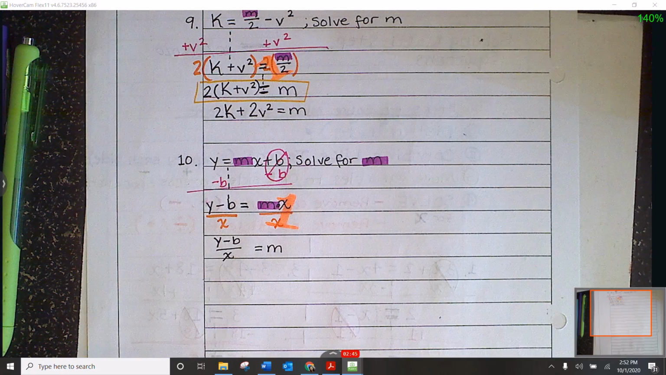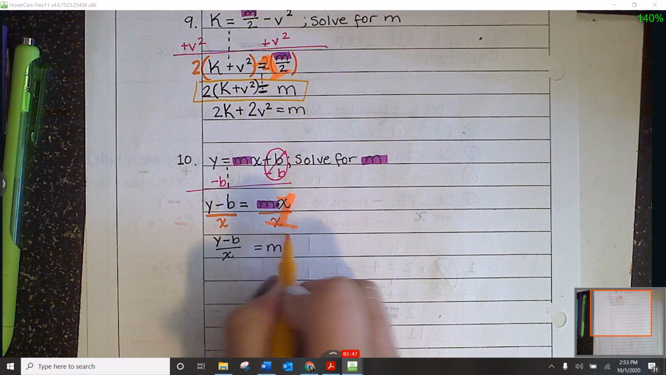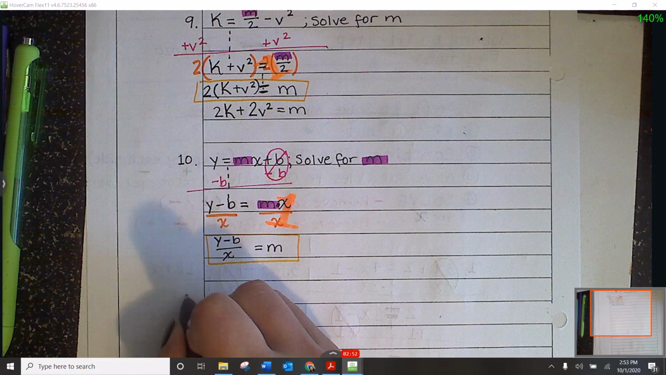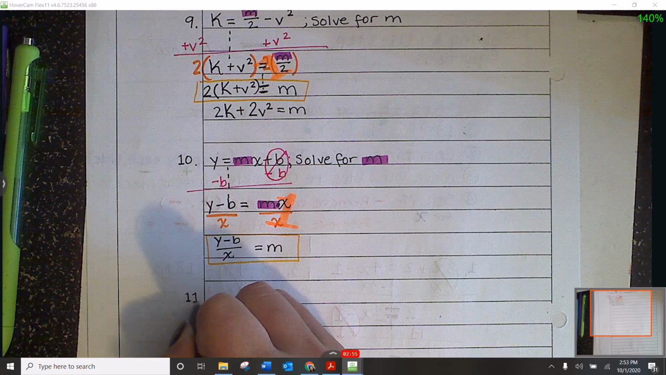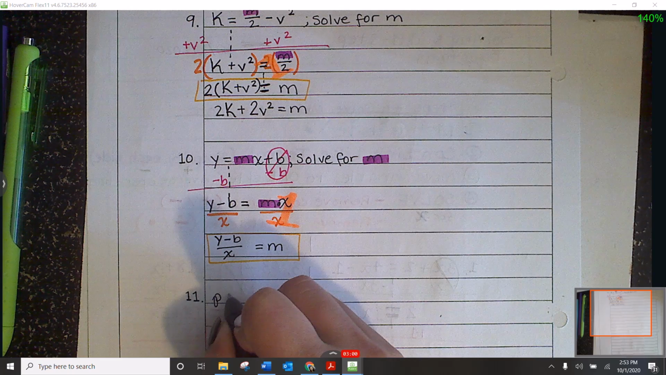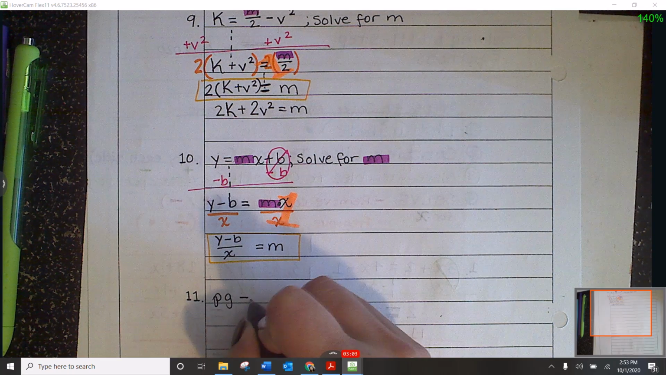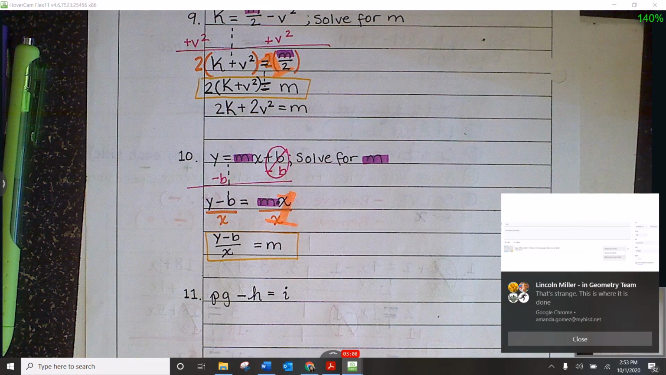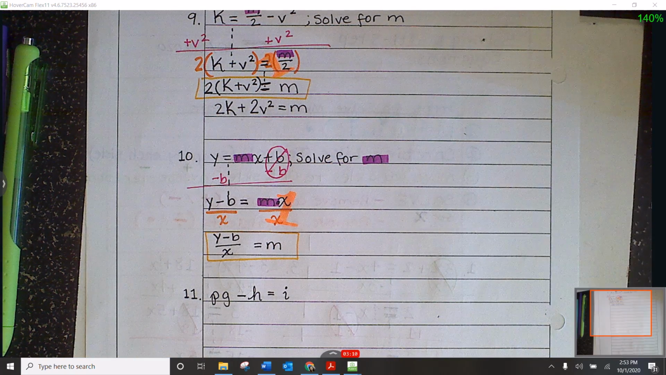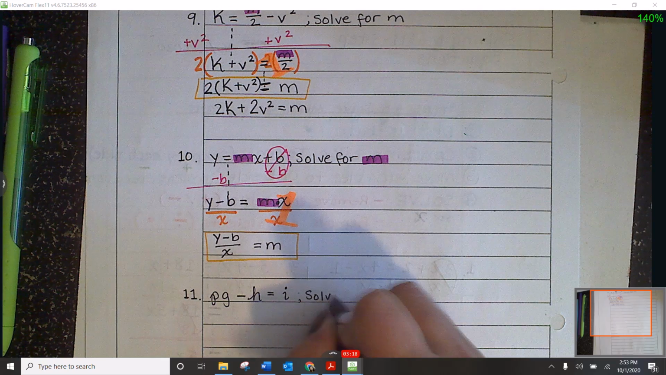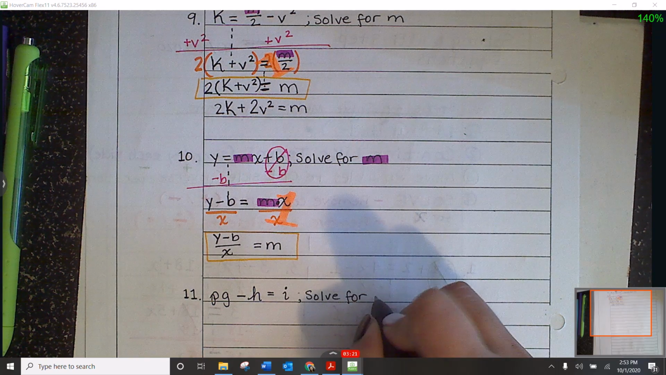And yes, you do have one of these questions on your Google form for today. So let's try another example because that was kind of weird. Number 11. This one says PG minus H is equal to I. This time I want you to solve for P.